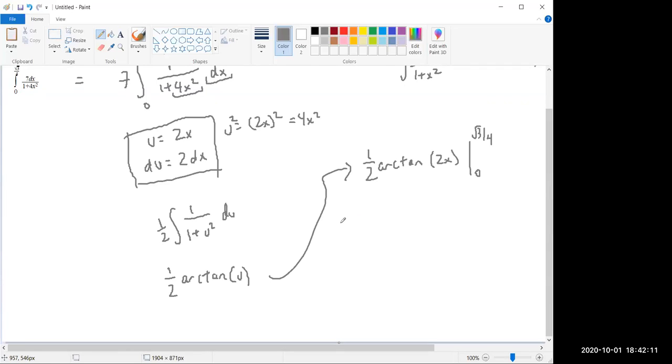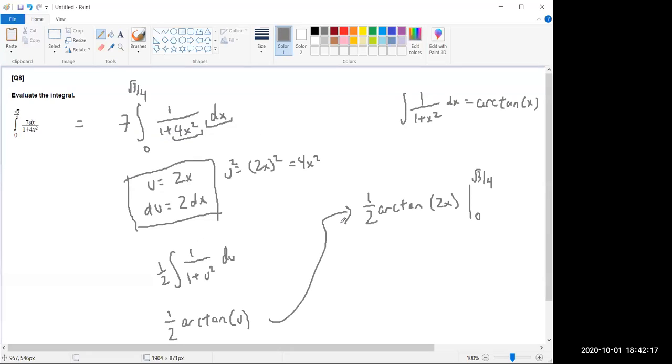I have a question. Yeah. What happened to the 7? Oh yeah, I was going to carry it over at the very last step, but if you want to, you can just put everything in parentheses and then write 7.